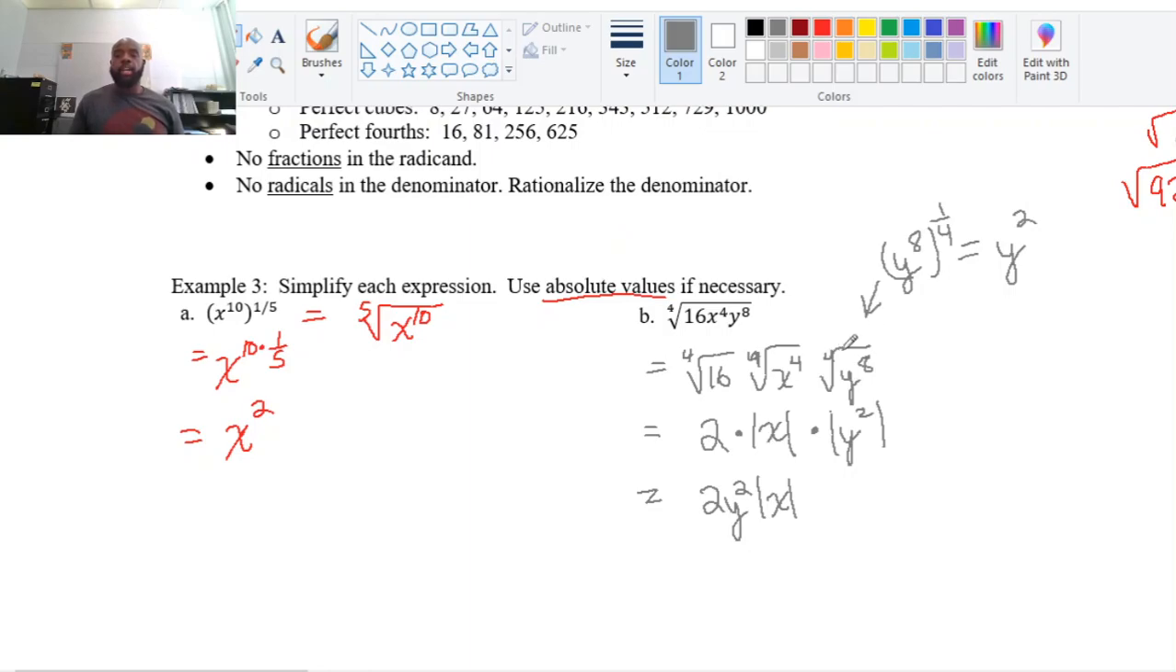A little shortcut when we're dealing with this: just divide the power under your radical by your index, and that'll give you simplified form, because that's exactly what we're going to do here. Like I did this 8 divided by 4, I get 2, same thing, all right?